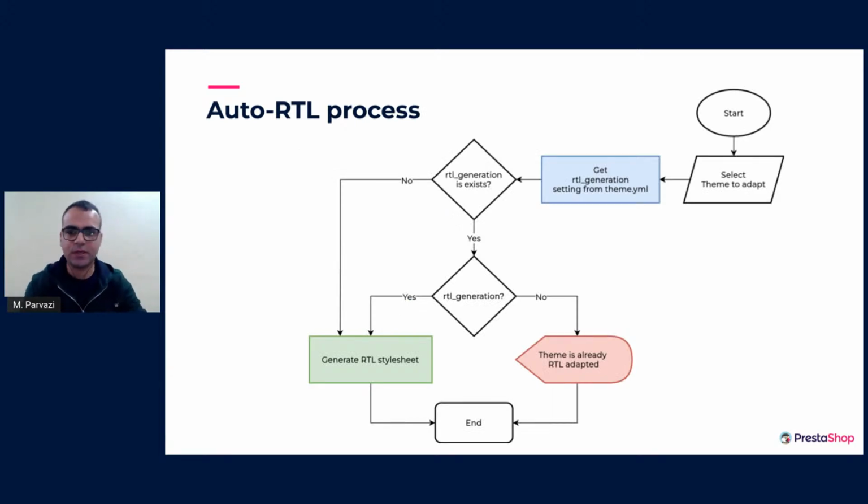So this is the process for AutoRTL. The user selects a theme. The core tries to get rtl_generation from the theme config file. If this option does not exist or its value is set to true, then it tries to generate the RTL CSS sheet. But if the variable exists and its value is set to false, then it alerts the user that the theme is already RTL adopted.